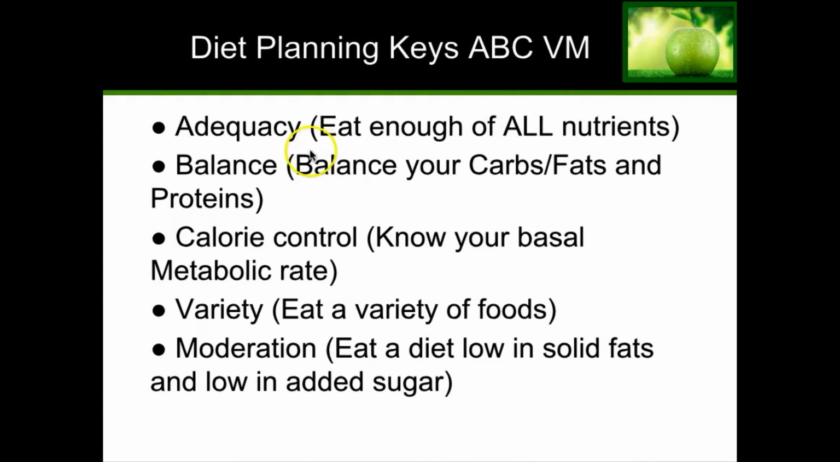A stands for adequacy. That's eating enough of all the nutrients. B stands for balance. It's important to balance the carbohydrates, fats, and proteins in your diet. C is for calorie control. It's important to know your basal metabolic rate, that is how many calories you need each day.